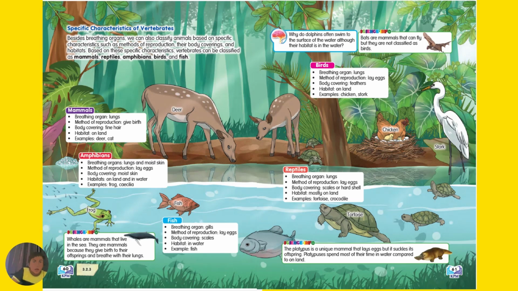And then the body covering is fine hair. Itu penting. Semua animal mammals dia diselaputi oleh bulu yang nipis. Seperti kucing, you tengok kucing ada bulu-bulu nipis. Kalau kambing pun ada bulu kan. Sama juga. That's what they mention here. The body covering is fine hair. Good. And then the habitat. Where do they live? They live on land. Mereka akan tinggal di darat. Tak ada dalam air. Kalau dalam air, dia bukan mammals.